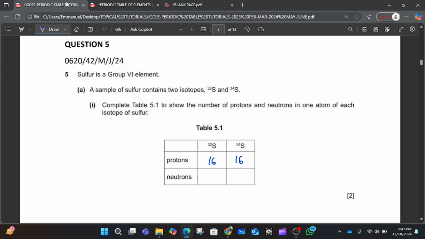Number of neutrons is the mass number minus the proton number. The mass number is the one on top. And so for this one, 32 minus 16 gives us 16. And 34 minus 16 for this one gives us 18.